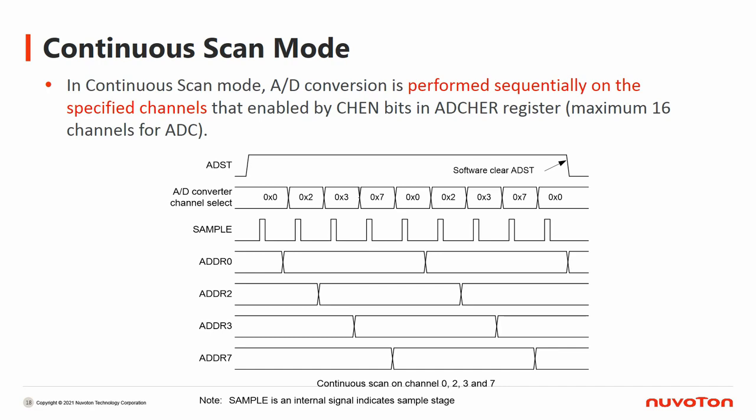Continuous scan mode works the same way as single cycle scan mode. The only difference is that it will continuously do it until software clears ADST. When the analog to digital converter completes the conversions of all enabled channels sequentially, the ADF bit will be set to 1. If the ADC interrupt function is enabled, the ADC interrupt occurs. The conversion of the enabled channel with the smallest number will start again if software does not clear the ADST bit. Therefore, before ADST is cleared, it will keep sampling and converting all channels in sequential order.